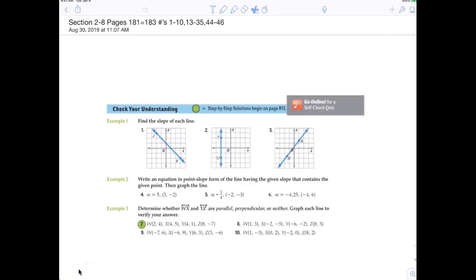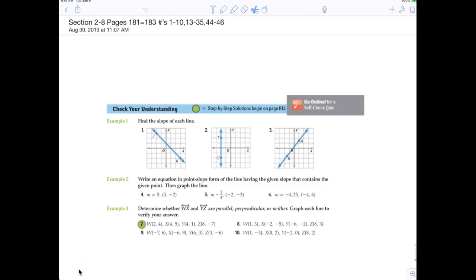All right, so here's the assignment to start out with. Section 2-8, pages 181 through 183, 1 through 10, 13 through 35, and 44 through 46. So make sure you get that written down.